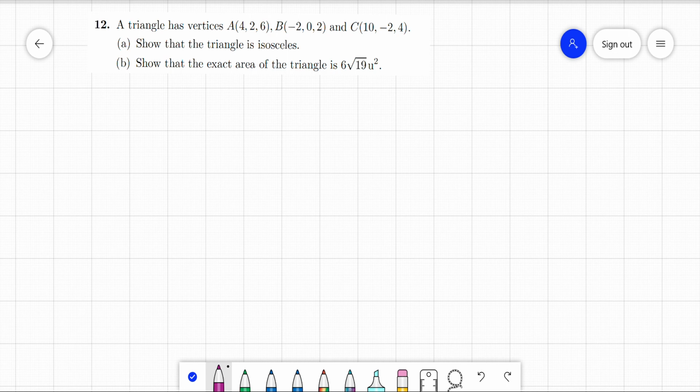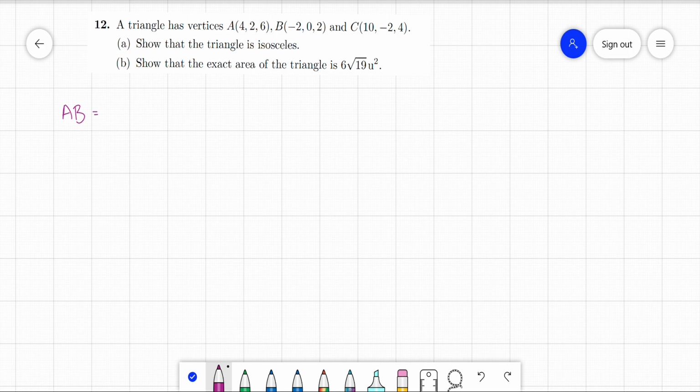Alright, so we have a triangle, we're given the vertices, and we have to show it's isosceles. If it's isosceles, two lengths are going to be the same. You can use vectors or you can use interval notation. For example, just AB is fine as well, because that's the interval between A and B.